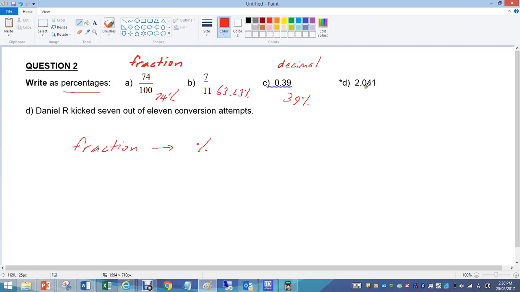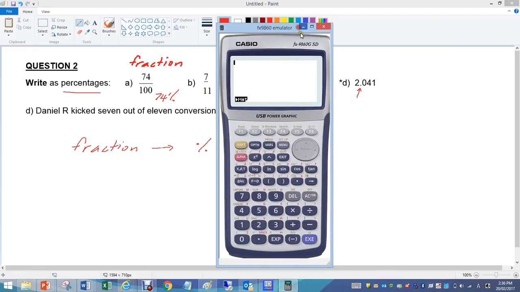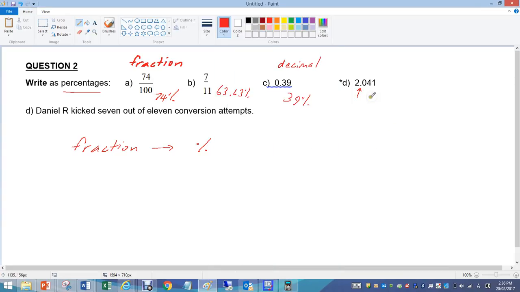And this one, it's a decimal number because you can see the decimal point right there. So to convert decimals into percentages, we multiply by 100 as the rule just told us. 2.041 times 100, so that's 204.1%.